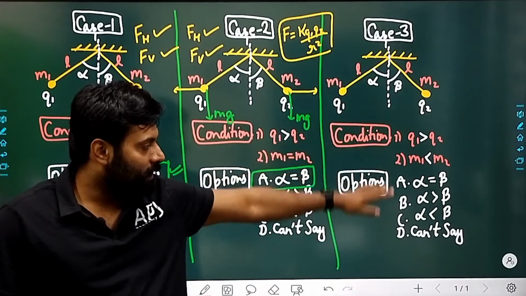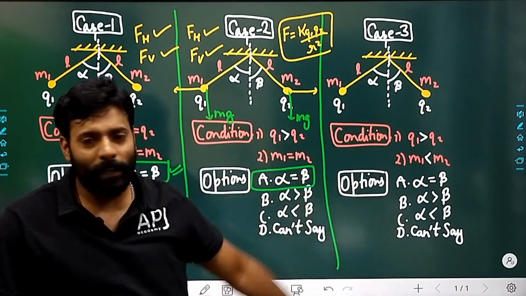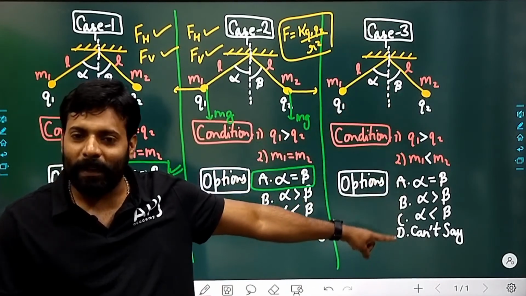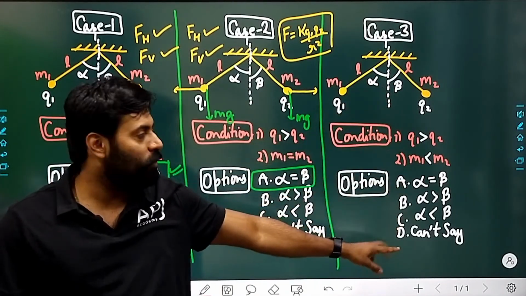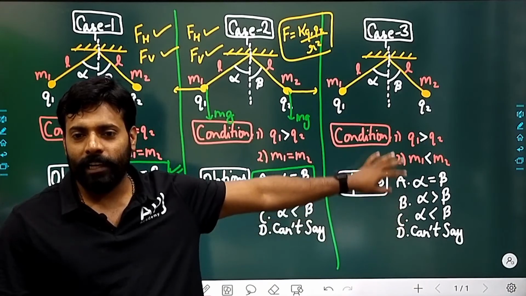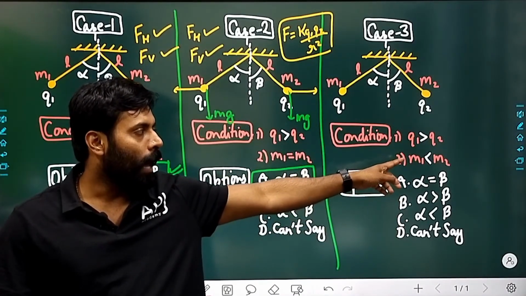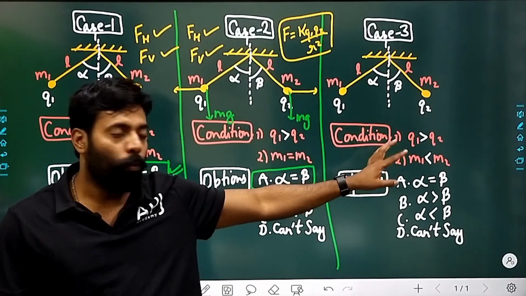Case 3, case 3. Please do let me know what will happen in case 3. I explained it to you. Now you have these options. You have 4 options. Now please let me know what the answer to case 3 is. Here, M2 is greater than M1, Q1 is greater than Q2.